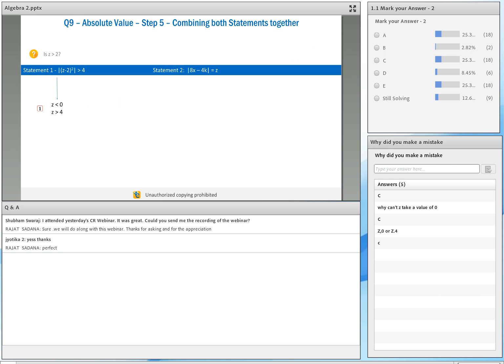Now let's combine statement 1 and statement 2. Statement 1 says z is either negative or z is greater than 4. Statement 2 says z is either 0 or z is positive. Now we combine this and we really say z has to be positive and z has to be greater than 4, which means that z has to be greater than 4, which means both conditions together are sufficient. The correct answer is choice C.